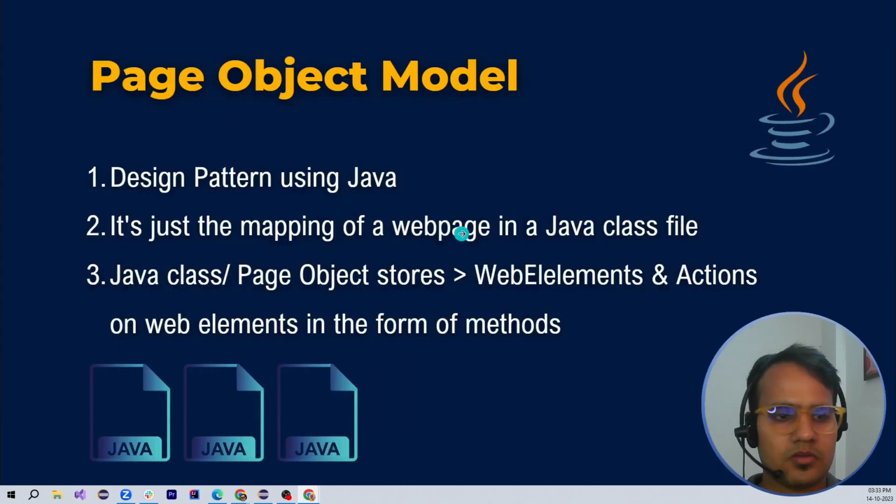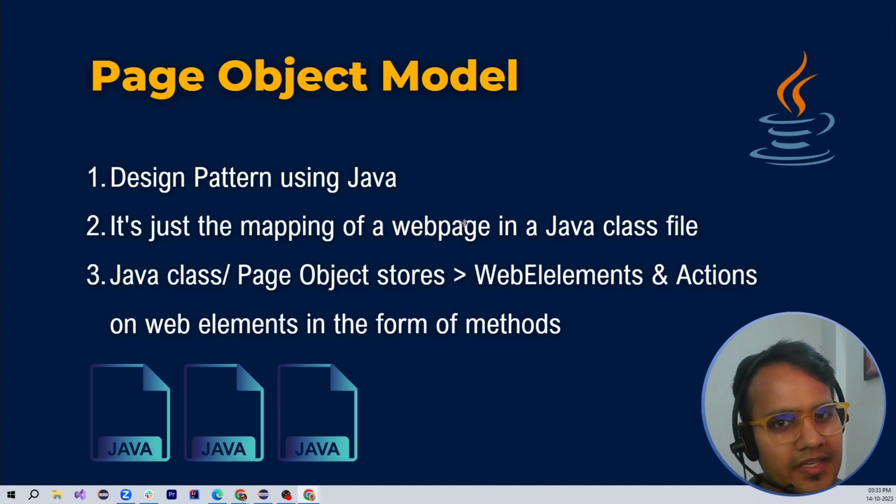We put all the web elements in that particular Java page, and the actions we want to perform on those web elements, we combine all of that on one page. And we use that particular page. Because what is that page? It's a Java class, right? So we are going to use that class as an object. That's why it is called page object model.